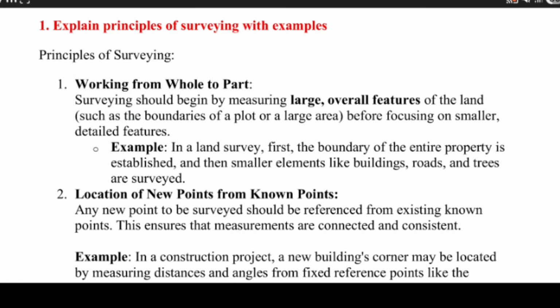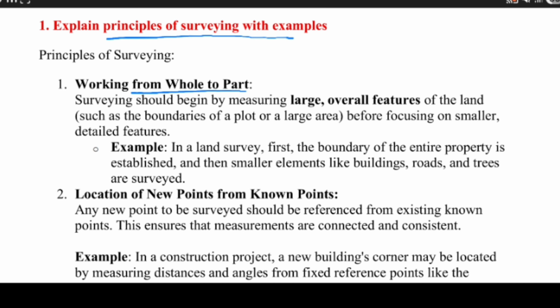This is a model question paper 3 marks question, basic surveying. Explain the principle of surveying with an example. So what are the principles of surveying with examples? The basic principle of surveying is to work from whole to part.